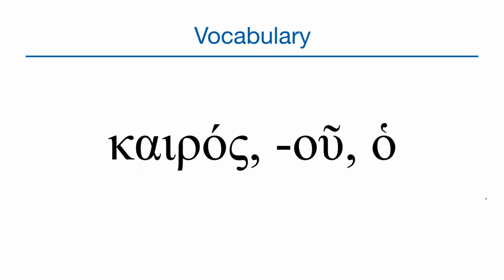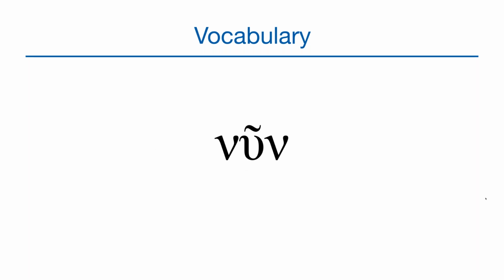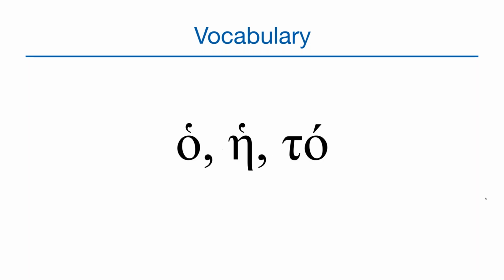Kairos means day, or sorry, season. Can mean day, but usually it means season or time. Noon means now. Ha, hey, ta. That's the definite article, and they all mean the.